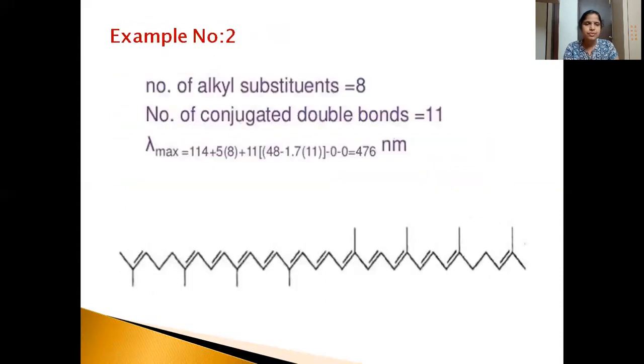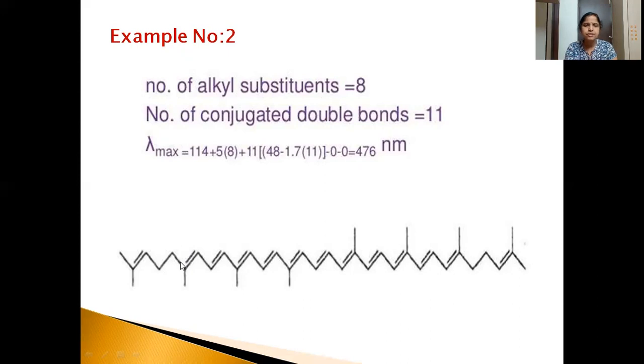In the next example again, you can see the number of alkyl substituents is 8. So 1, this is all alkyl substituent. So 1, 2, 3, 4, 5, 6, 7, 8. This is taken as a diene system. When we are taking conjugated double bonds, here there is no conjugation. Just check here. There is no conjugation.